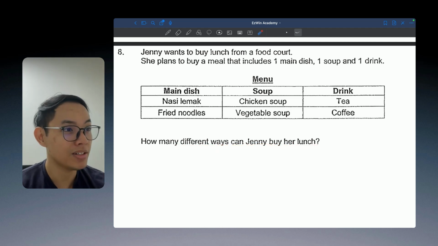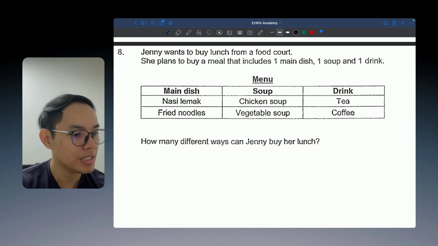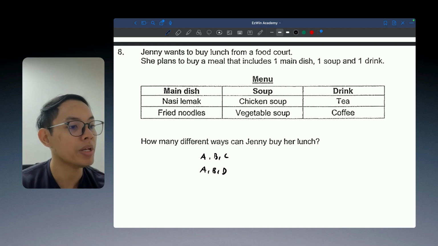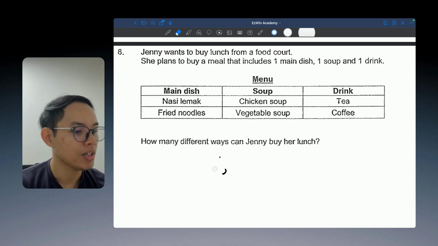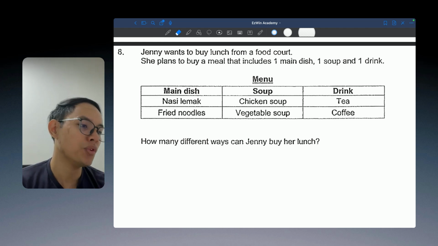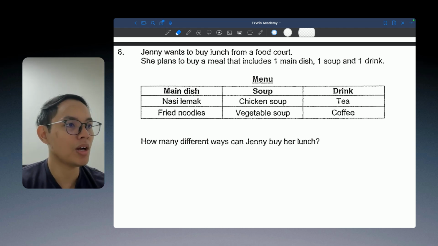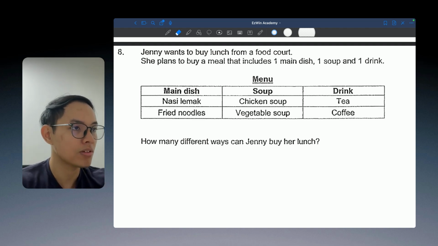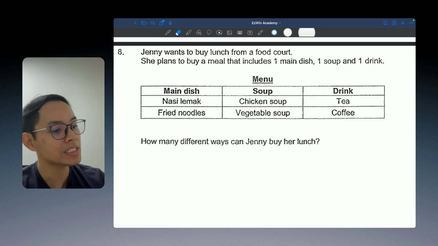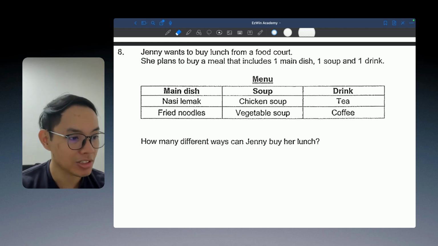So what is a different way? Different way means, if I have A, B, and C, that means I can do A, B, and D, for example. So these are different ways, right? If you have seen these kind of questions before, then you know how to solve it. Essentially what you need to do is just write down all the different ways Jenny can buy her lunch.